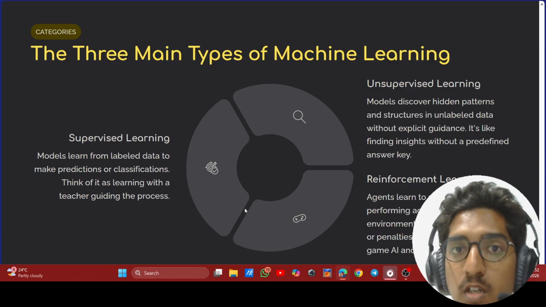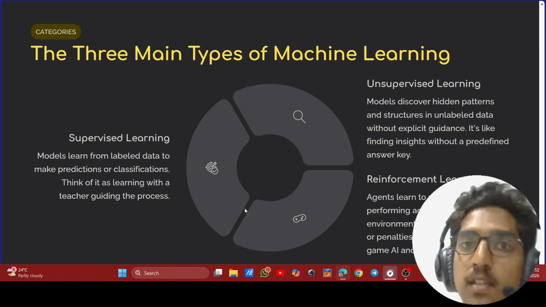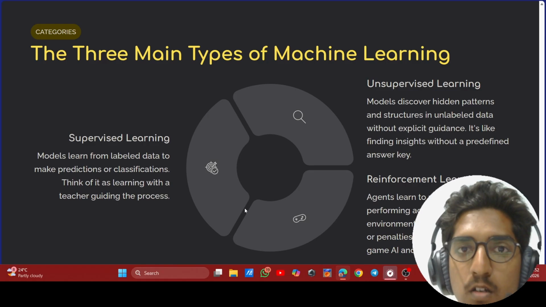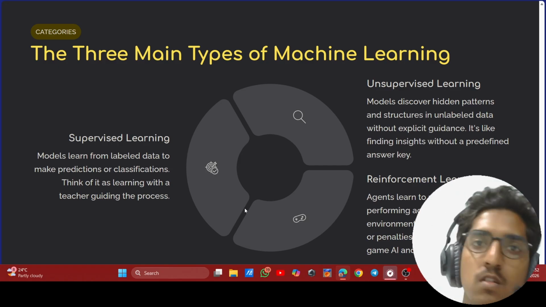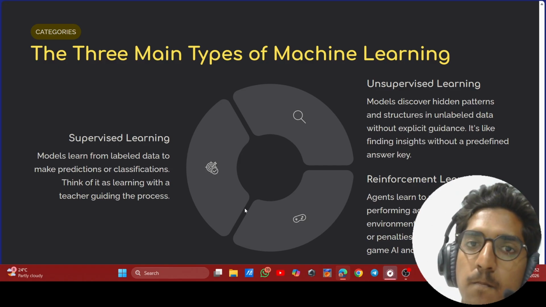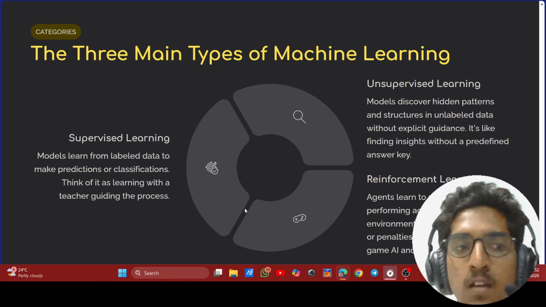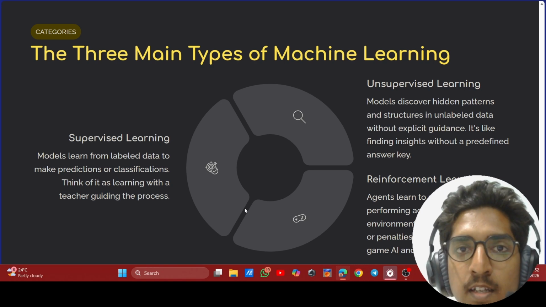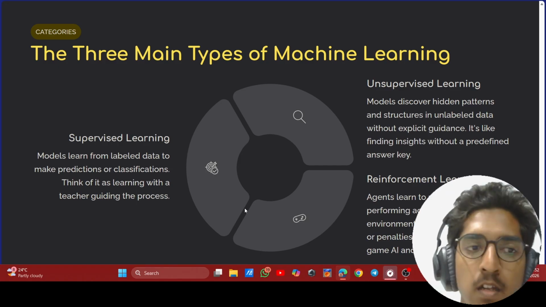Else, if the agent does the wrong task, then it learns and it does not repeat the similar mistake in future. I hope you guys understand the difference between supervised learning, unsupervised learning, and reinforcement learning.